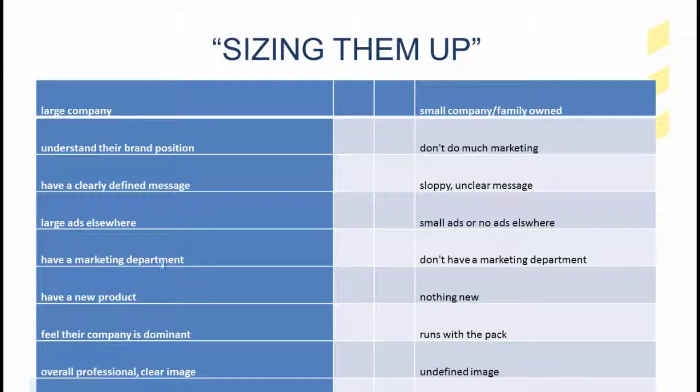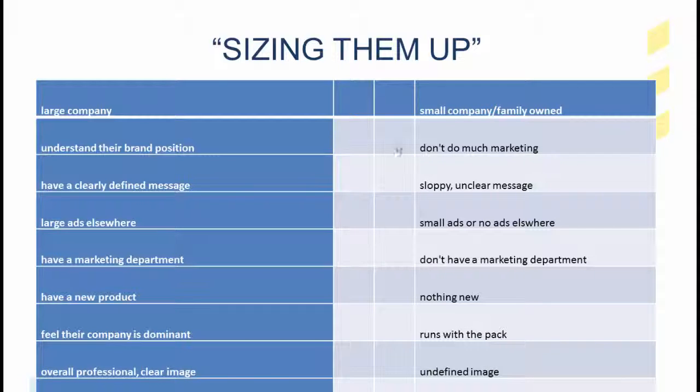And really the idea is, in the beginning, a lot of people have questions about what size ad do I recommend here. Well, here are some things. These are indicators that you would want to go with a large ad, large company. They understand their brand and their brand position. They have a really clearly defined message. They have large ads everywhere they go. They have a marketing department. They have a new product. They feel that their company is dominant. Overall, they're very professional. They have a very clear, clean image. They're highly involved with association initiatives, and they're looking to grow market share and relationships. So those are your bigger advertisers.